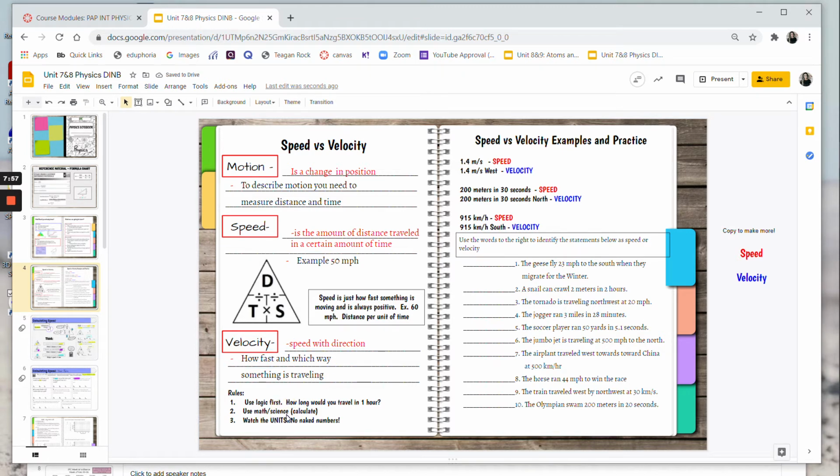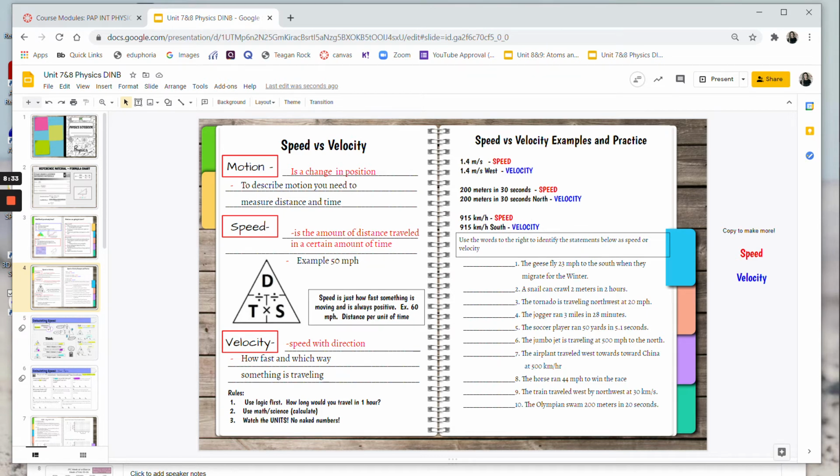Okay, the rules on this, guys, is use logic first. How long would you travel in an hour? You're not going to travel 600 miles in 1 hour. So if you're getting crazy answers like that, think again, okay? The second rule is use math or science to calculate. So calculate this right here, use these, and then watch your units, no naked numbers, okay? What that means is don't give me 50 as an answer. If it's a speed and that's the answer, you give me 50 miles per hour. The units are super important and you will have to be able to differentiate between them.